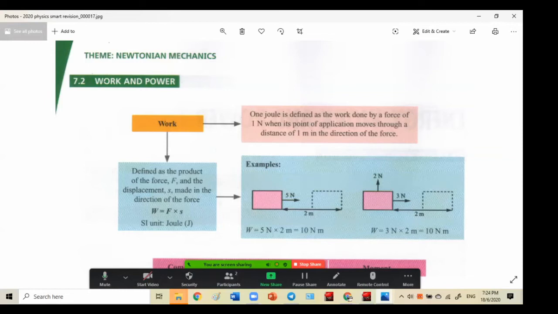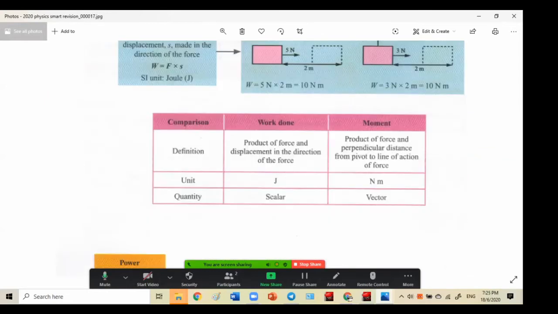The force times the distance. This is very important. Remember this. So the unit of work done is measured in joules. The unit is Newton times meter.